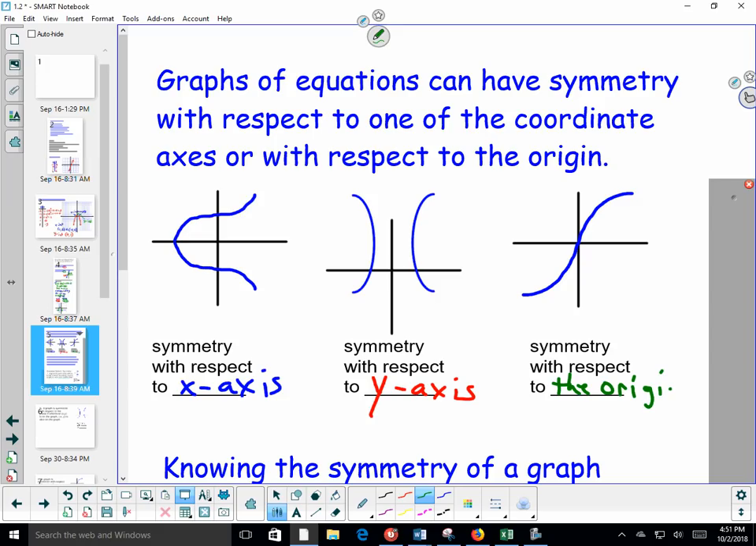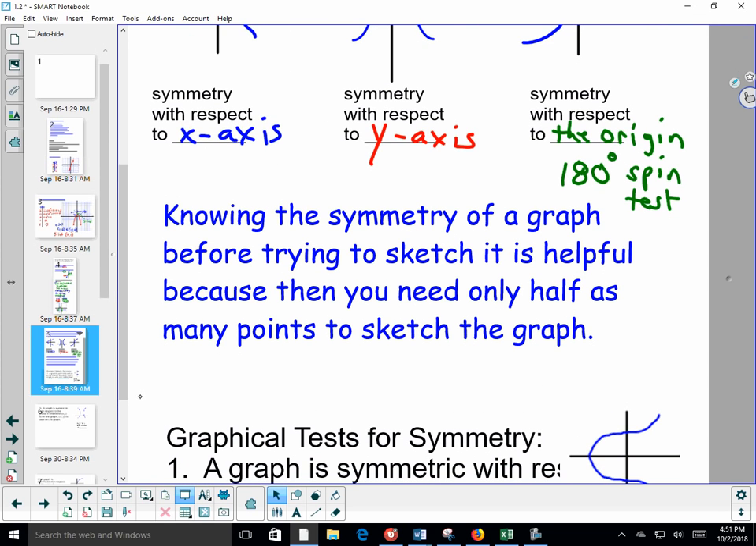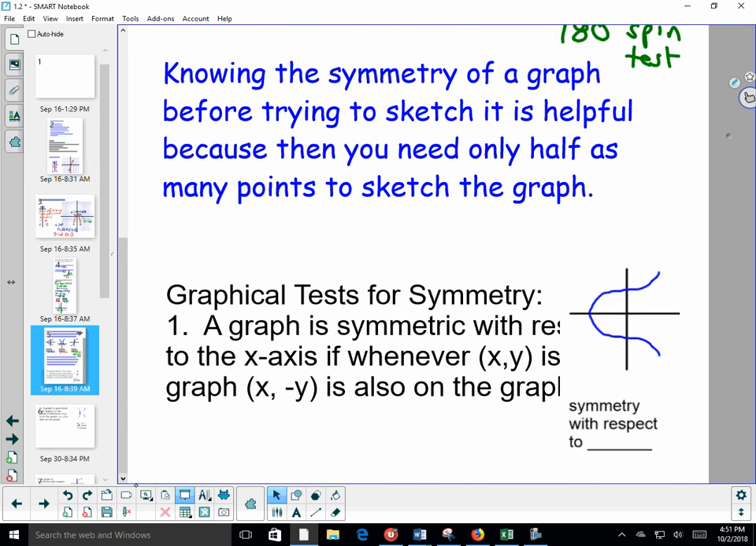All right, so if it passes what I'm going to call the 180-degree spin test, where you rotate the graph 180 degrees, and if you get the same graph, then it passes that test, and that means it's symmetric with respect to the origin. So knowing the symmetry of a graph before trying to sketch it is helpful, because then you need only half as many points to sketch the graph. So let's talk about graphical tests for symmetry. Remember, this was our graph for the function that was symmetric with respect to the x-axis.